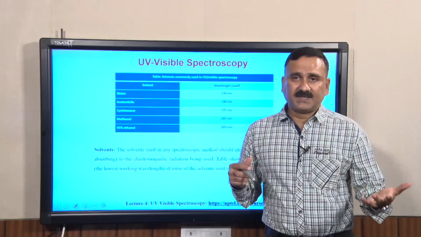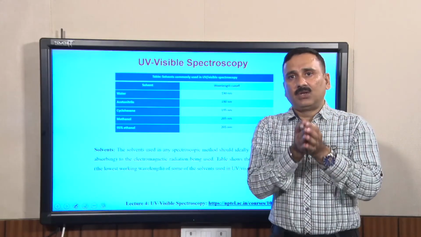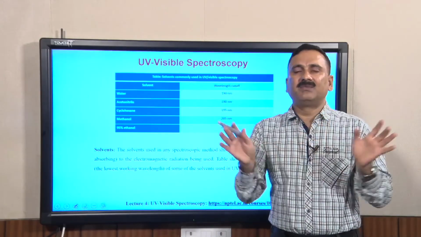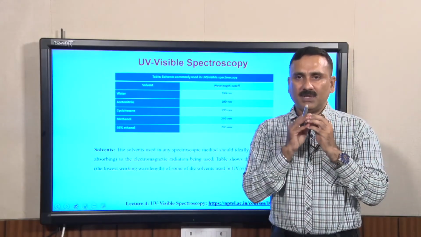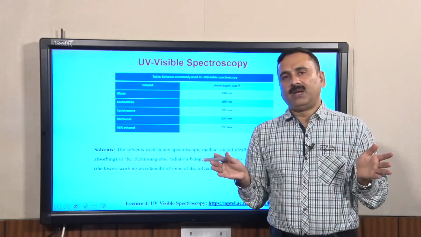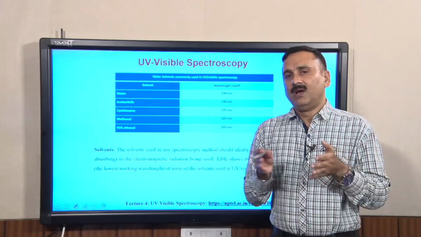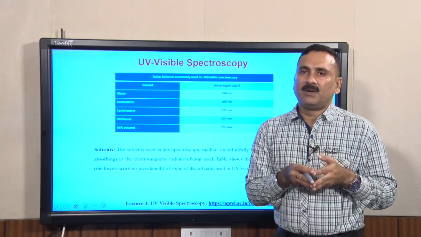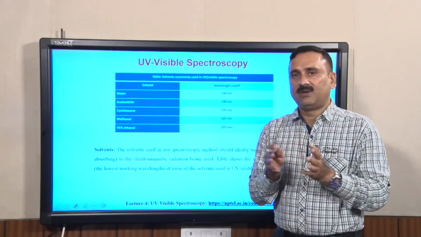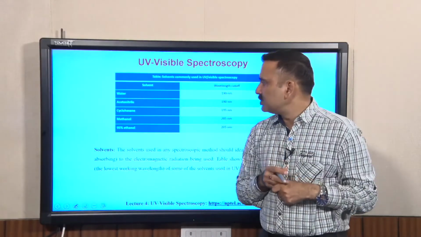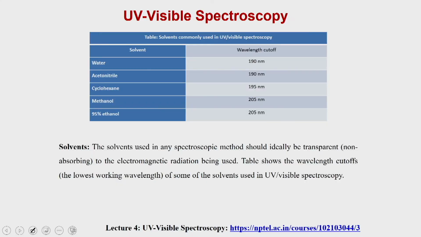particular solvent system, and ideally the solvent system should not absorb; it should be completely transparent at the particular wavelength or range of wavelengths where you are working. Water does not have any absorbance in the visible range, that is why water is the most suitable solvent for the visible range. So, these are the solvents you can use in the different wavelength ranges.